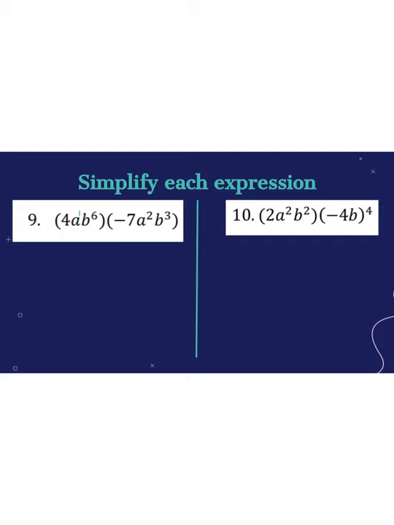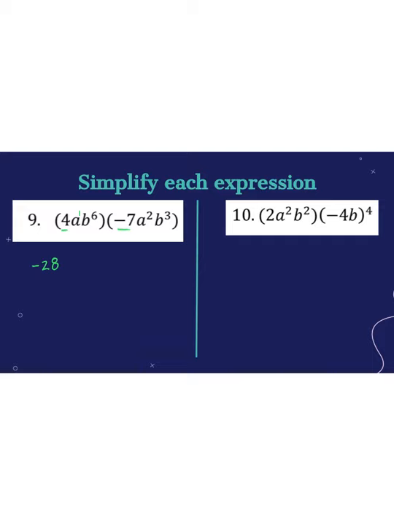My a is to the first, then I have b to the 6th. Then I'm multiplying, because there's no add or subtract in the middle of those two parentheses, so I know I'm multiplying. So I have -7, a^2, b^3. Okay, so the first thing I'm going to do is multiply my coefficients. So my 4 and my -7. 4 times -7 is -28.